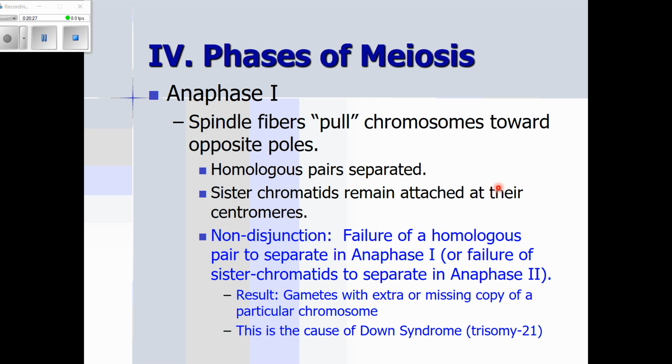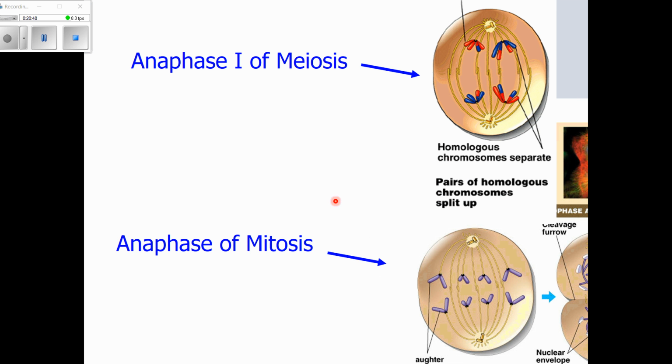Let's summarize that. In anaphase 1, spindle fibers pull the chromosomes towards opposite poles. Homologous pairs are separated. But notice what does not happen. The sister chromatids do not separate. Let me go back to our comparison. In anaphase of mitosis, the sister chromatids separate. But in anaphase 1, that doesn't happen.